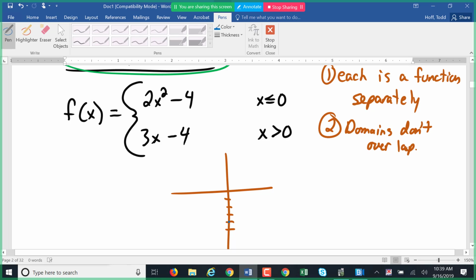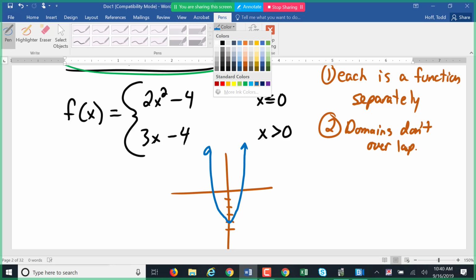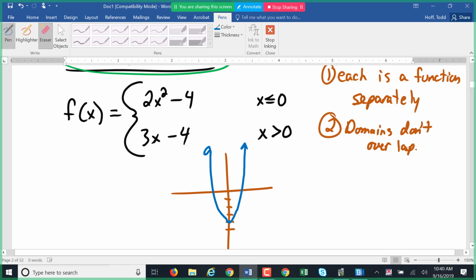2x squared minus 4 looks something like this. But no, we only want it to go up to, oops, wrong side erase there. I only want it to go up to x less than or equal to 0. So I only want it to go up to 0. So that side isn't needed.